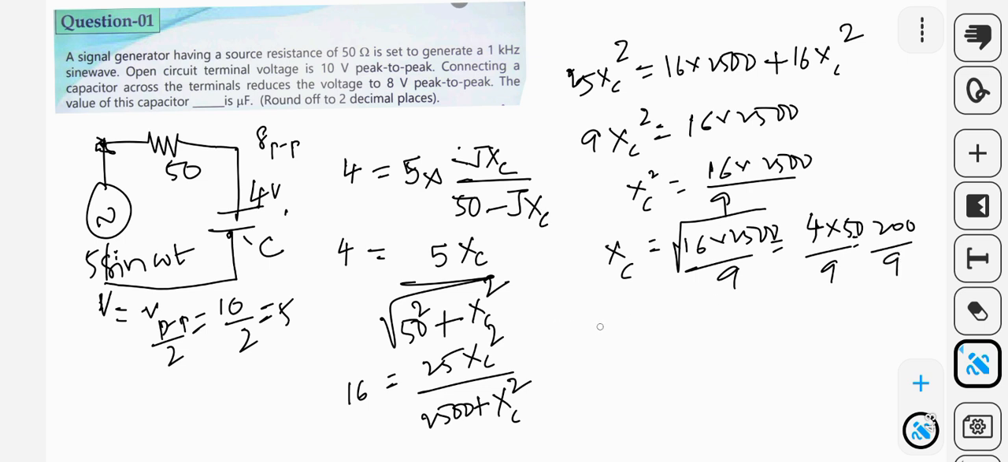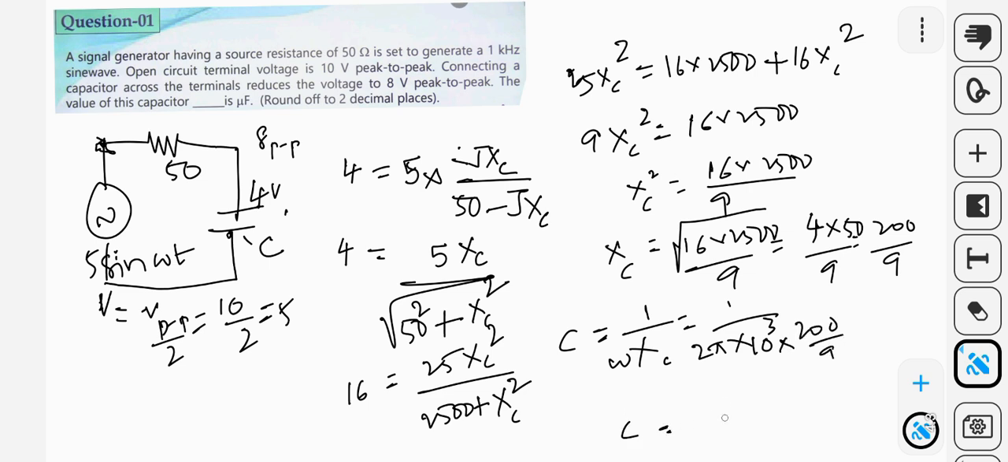But we need to find the value of capacitance. We know that capacitance is equal to 1 by omega Xc. Omega is 2 pi into f, where f in the question is given as 1 kilohertz, which is 10 power 3, into the Xc value we got. Upon simplifying, we get the value of C as 2.39 microfarad. So the same we need to write here: 2.39 microfarad.